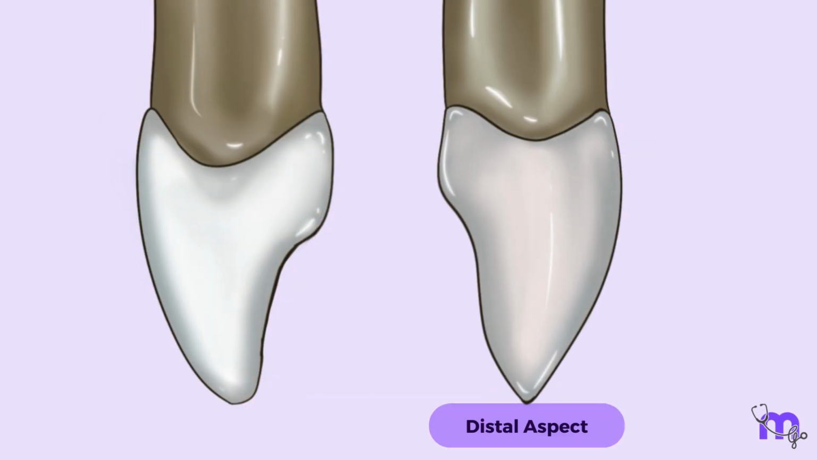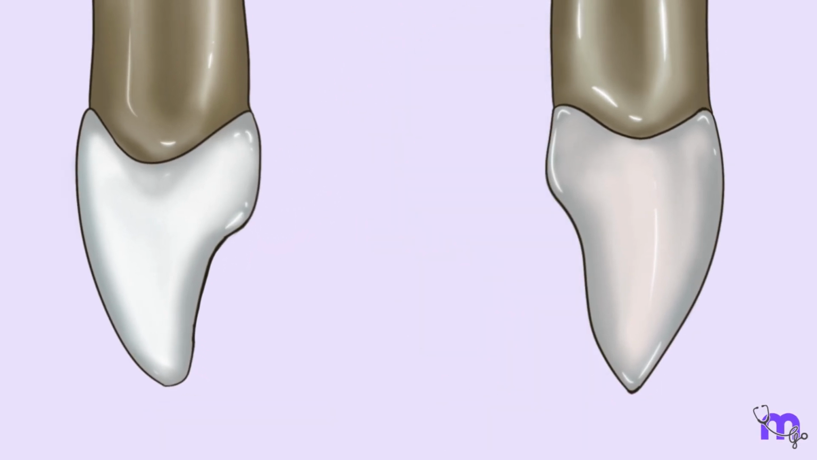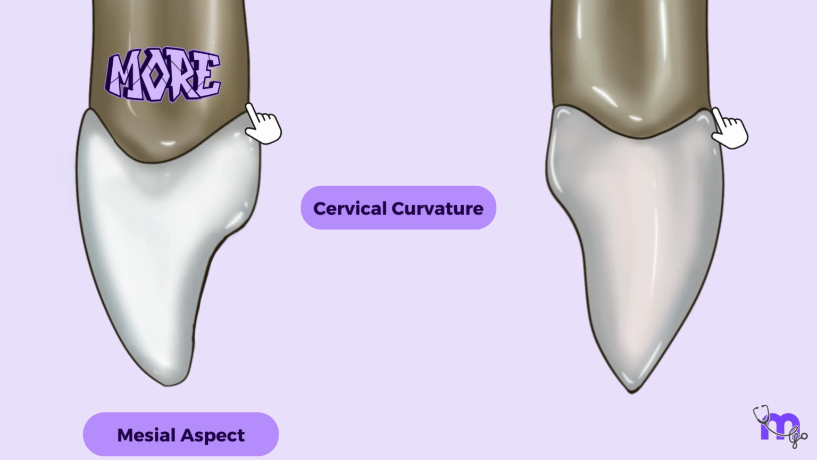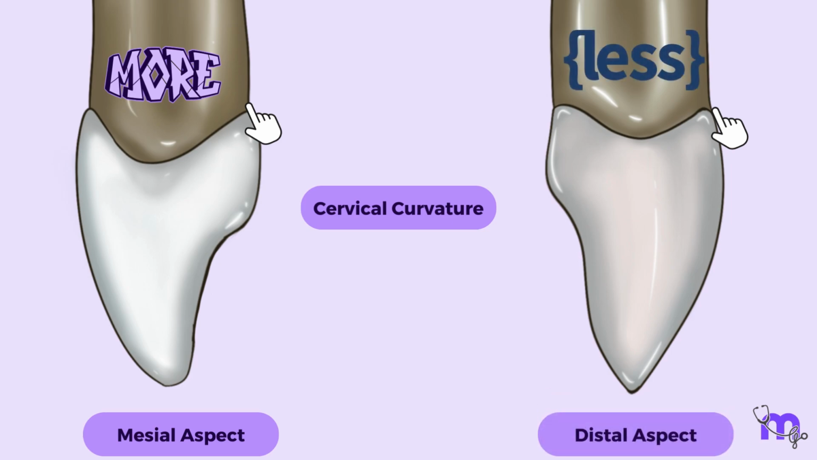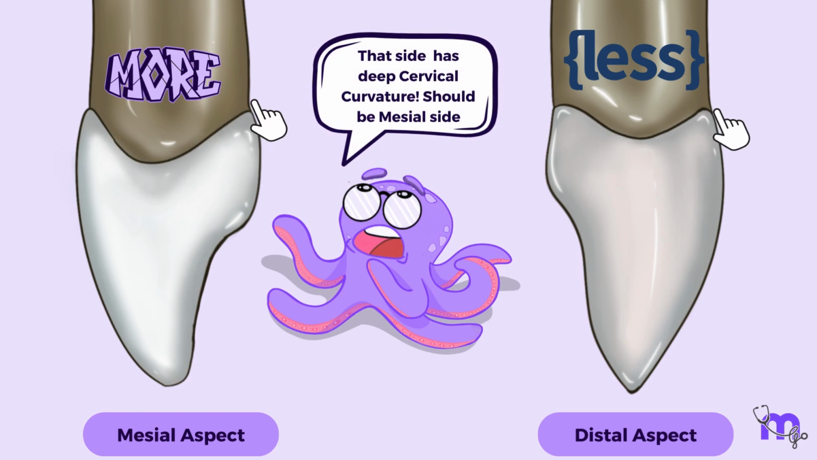The distal aspect is the mirror image of the mesial aspect and follows similar outlines labially and lingually. The most prominent difference noted is that the extent of the cervical curvature is more on the mesial side than on the distal side, towards the incisal ridge. This feature helps in differentiating the mesial and distal surfaces of the tooth.